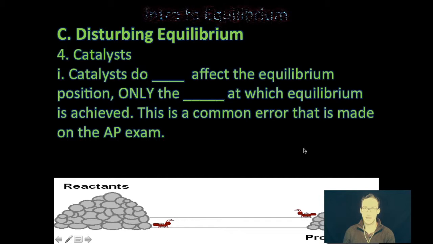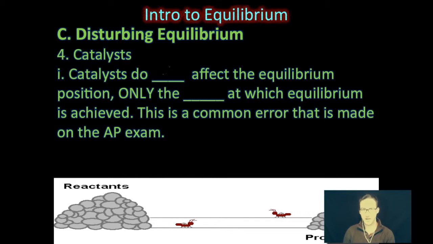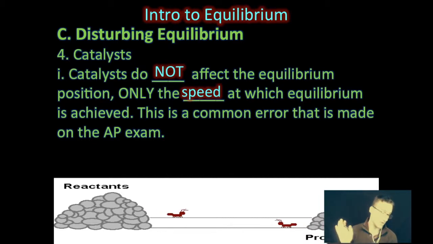And then lastly, in terms of disturbing equilibrium, catalysts will not affect the position of the equilibrium. It's only going to change the speed at which equilibrium is achieved. So if you add a catalyst, it's going to get to equilibrium more quickly. If you don't have a catalyst or use an inhibitor, it's going to get there more slowly.